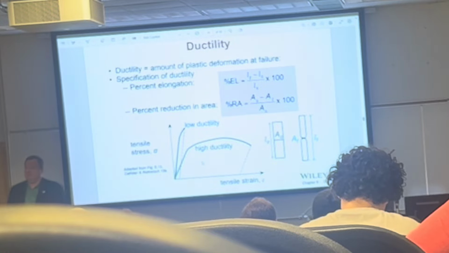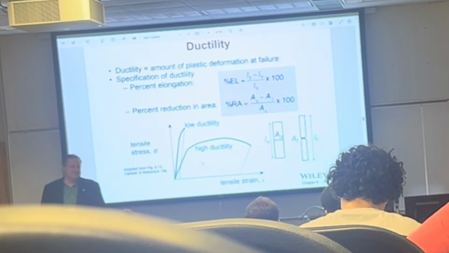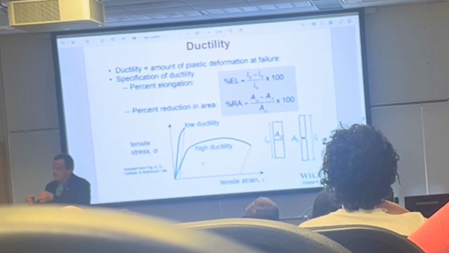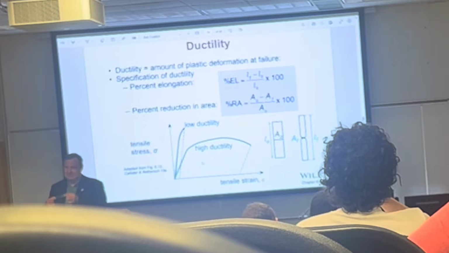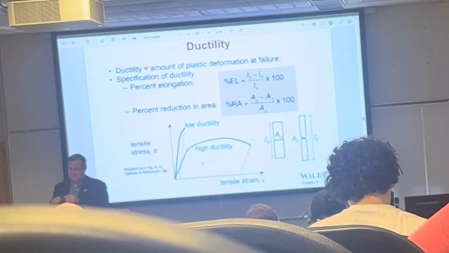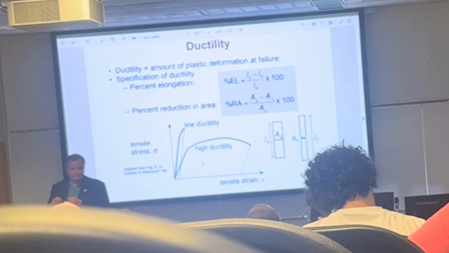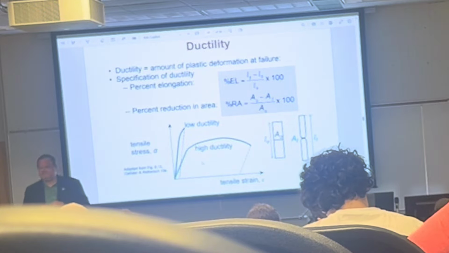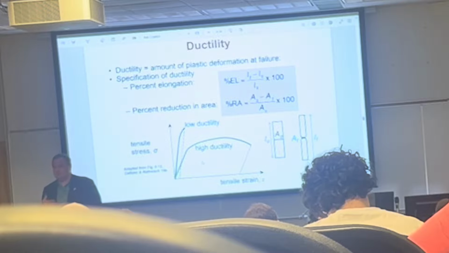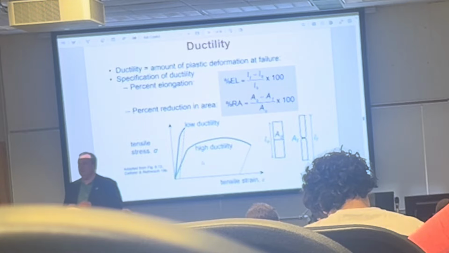Don't mix American dollars and Mexican pesos. I mean, apples and oranges. Elastic deformation is elastic deformation, and the measure of elastic deformation is the stiffness of the material, the elastic modulus. The measure of ductility is plastic deformation, permanent deformation. There are several ways to measure it.